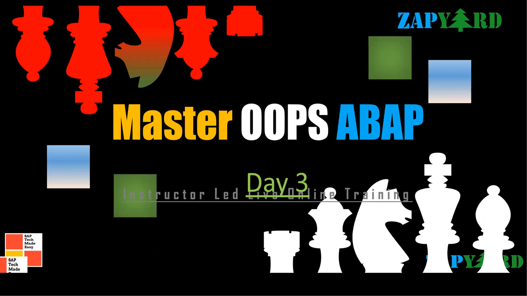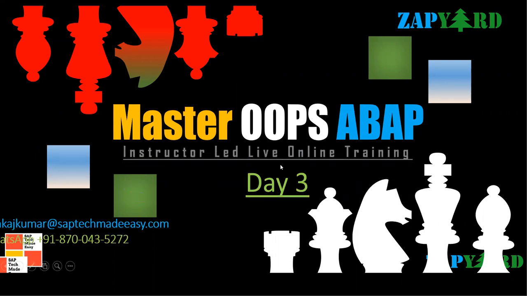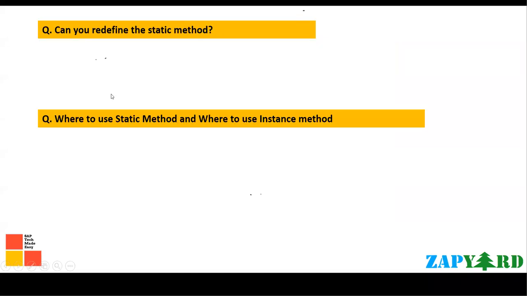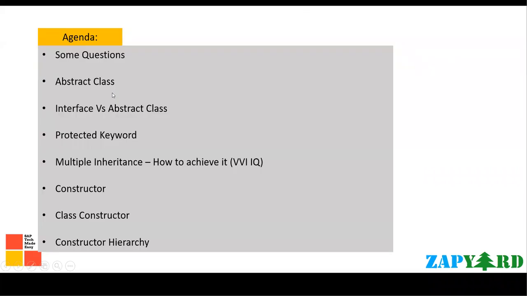In this session, we are going to learn about another new concept: the abstract class. We already have some idea about the abstract class. What is an abstract class? Here we are going to learn in more detail. We are going to compare the interface and the abstract class. Then we'll be deep diving into the concept of the protected keyword.